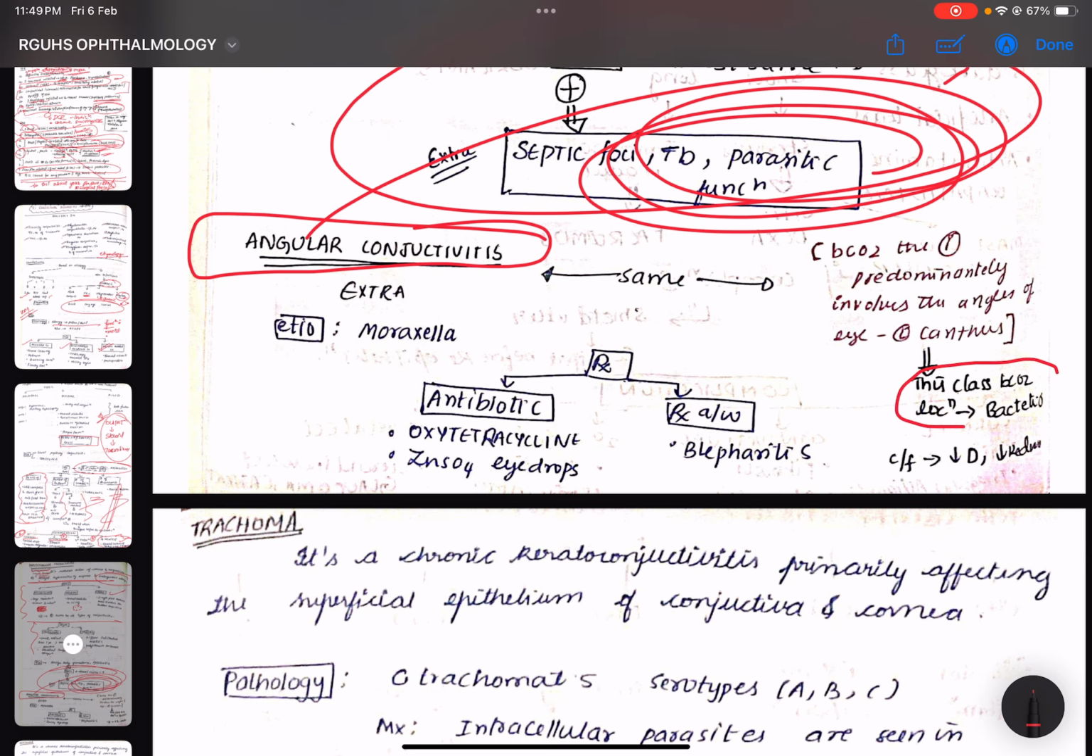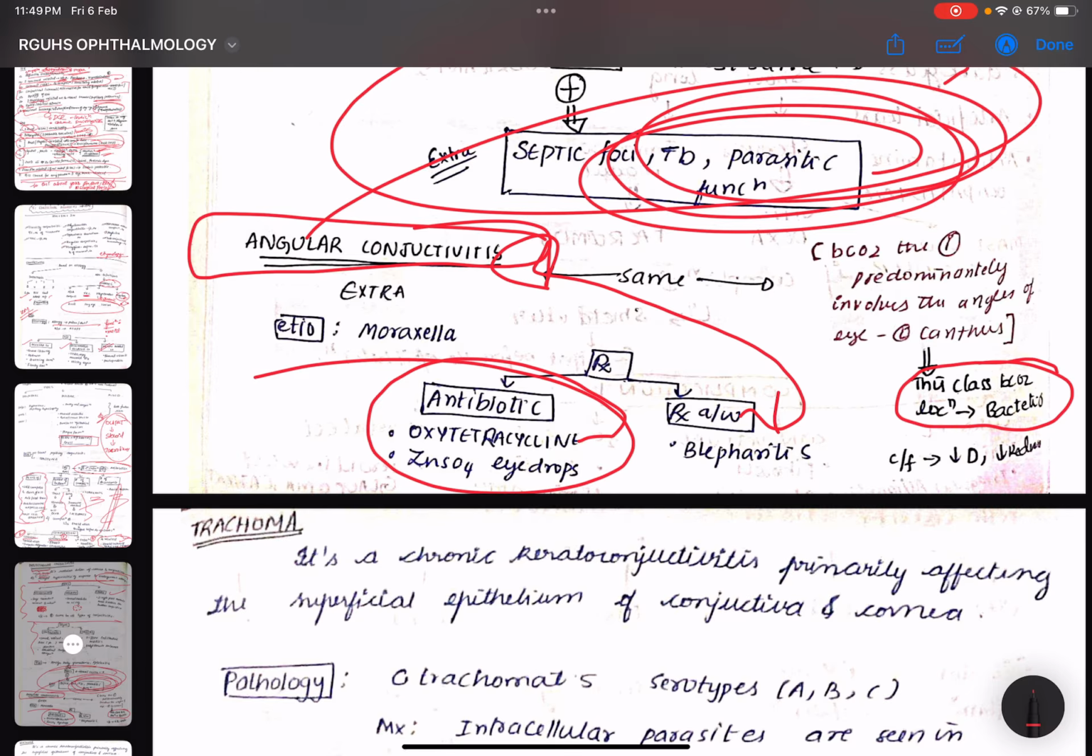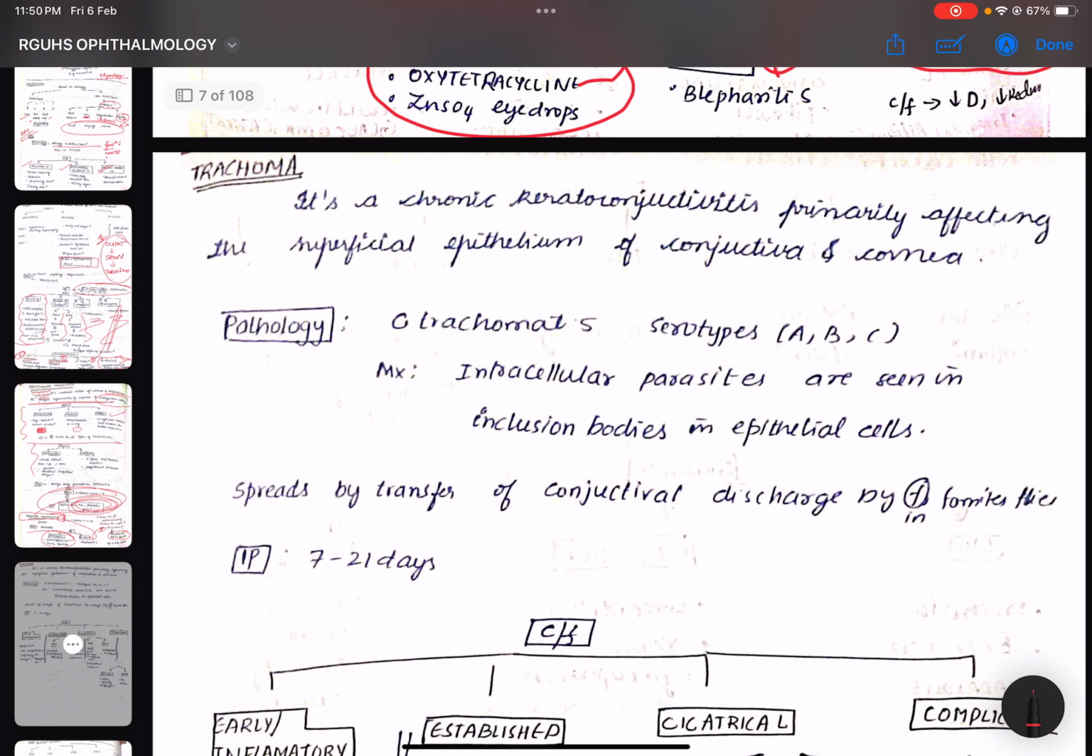This is because of the location, bacteriological, mainly found in the lateral canthus. Here one important thing is you have to prescribe tetracycline, that is an antibiotic, and also you have to treat associated blepharitis, because where is it happening? In the canthus. Okay, the anatomy, in and out, is important.